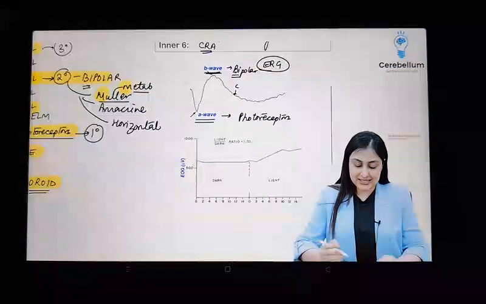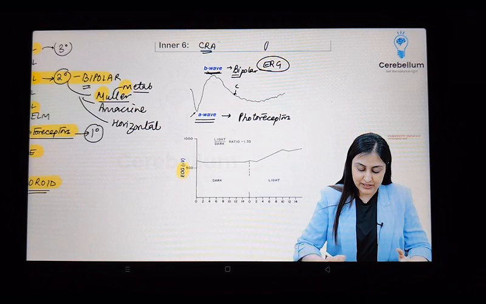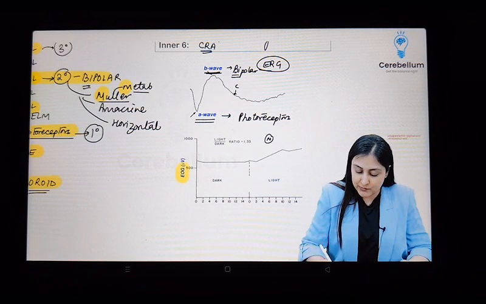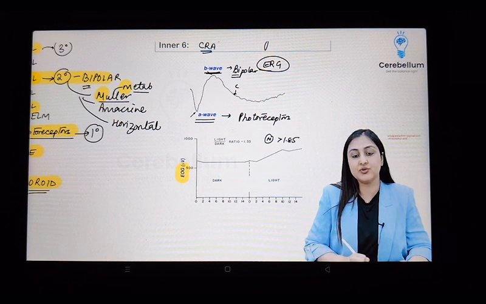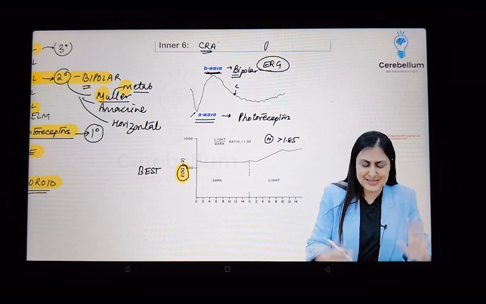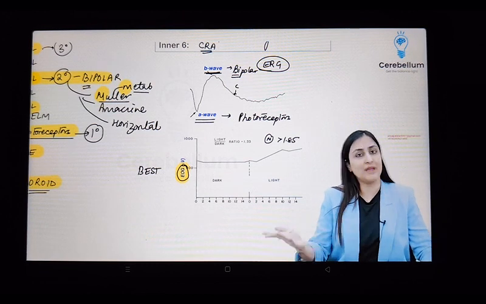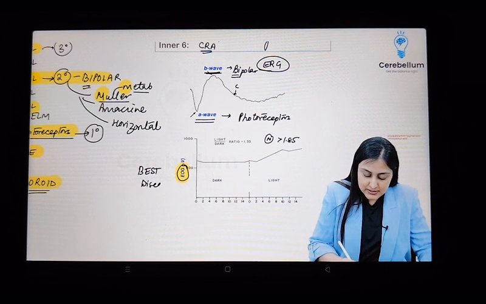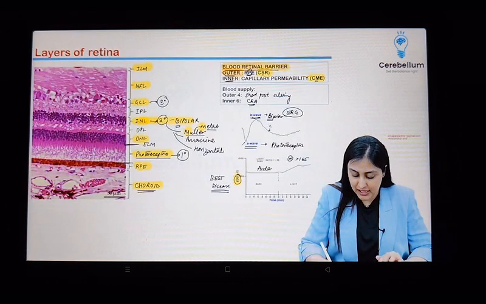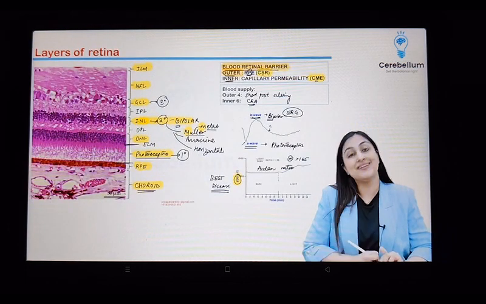What I'm showing you here is EOG, electrooculography, where we take a light to dark ratio. Normally this is more than 1.85. Only one condition you want to remember where EOG can be asked to you, it will be Best disease. This is the best investigation. As soon as I see EOG, I know the answer. So that is Best disease, wherein the Arden's ratio, this ratio here is known as the Arden's ratio, that ratio is reduced.